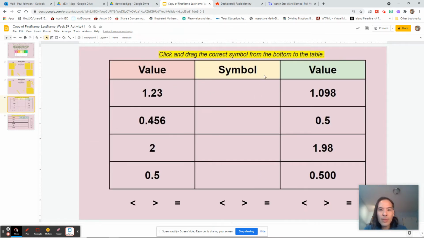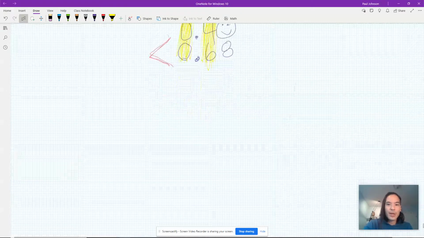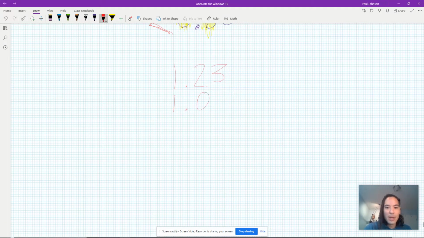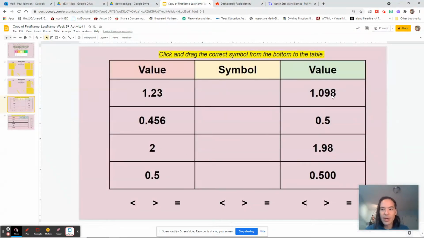Next. So we have a bunch of inequalities and we're trying to figure out which ones are greater than, less than, or equal. All right. So we're going to do the same thing. We're going to stack them and compare. So we have 1 and 23 hundredths and 1 and 98 thousandths. Add a face to save a place. Let's double check our numbers. 1 and 23 hundredths, 1 and 98 thousandths.